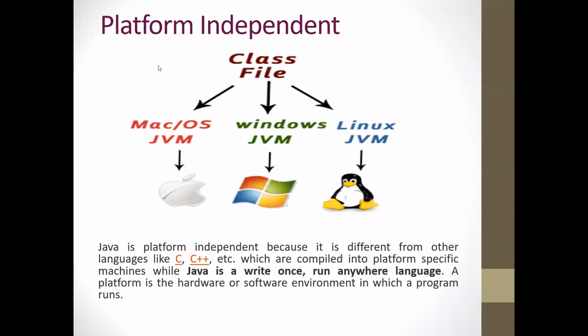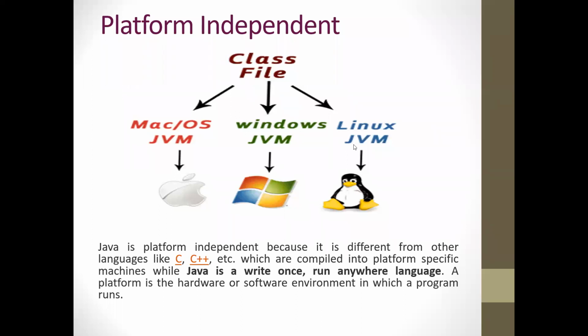Now, next, this is a main feature from where Java became famous: it is platform independent. Platform independent means Java can run on any platform. Like, we make the class file on the Windows operating system, and that class file can be run on the Mac operating system, on Windows, and on Linux.